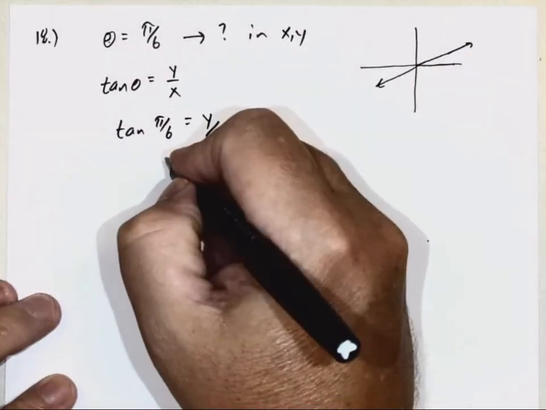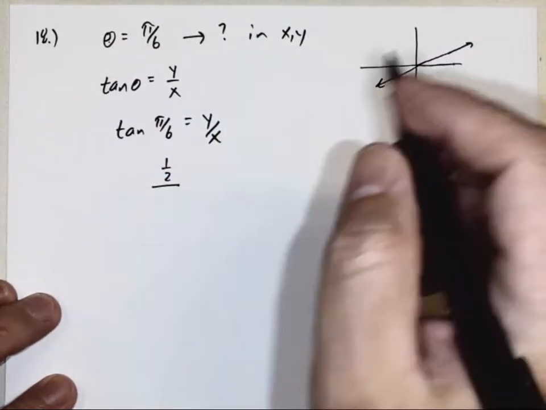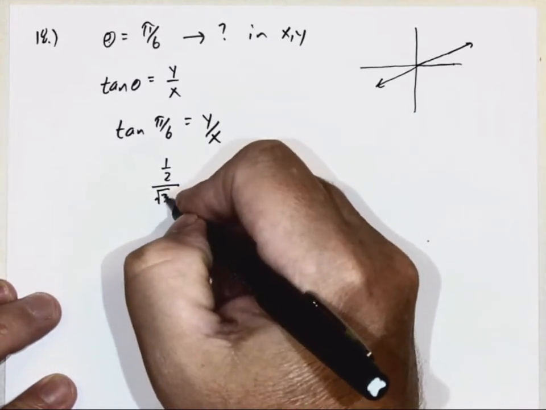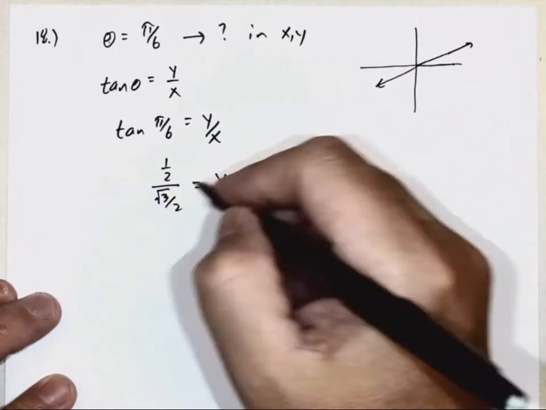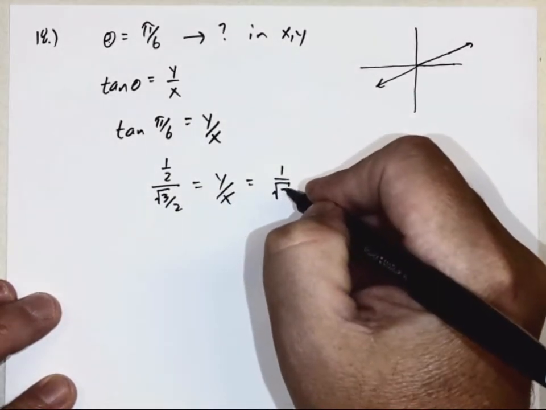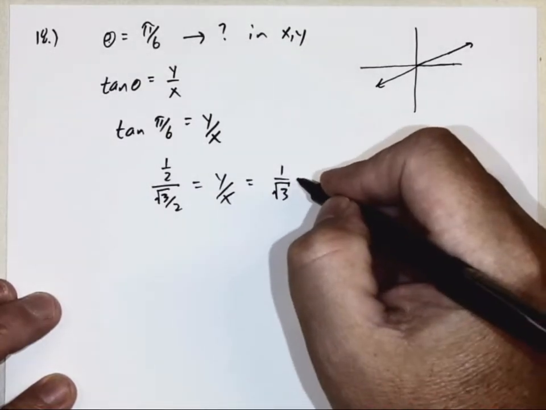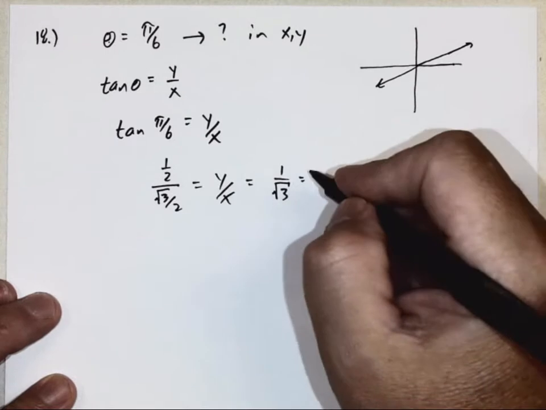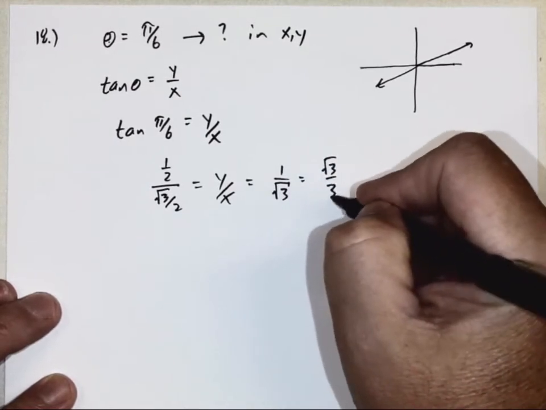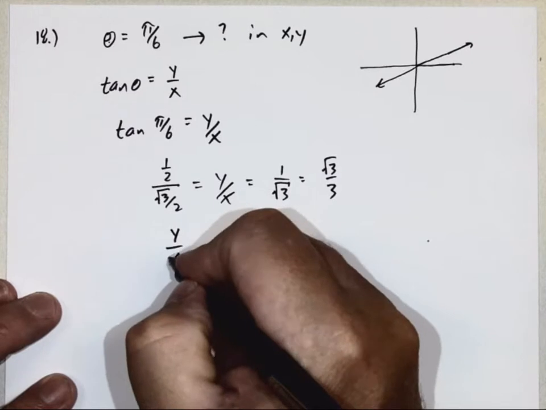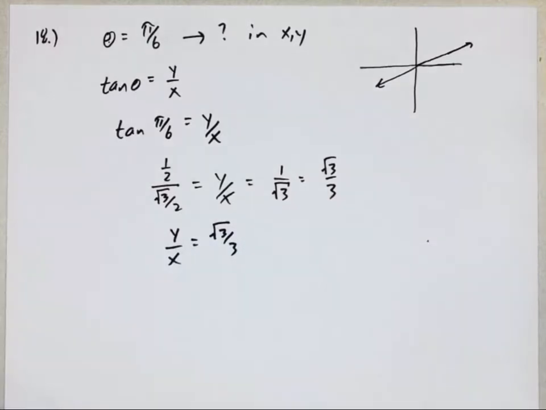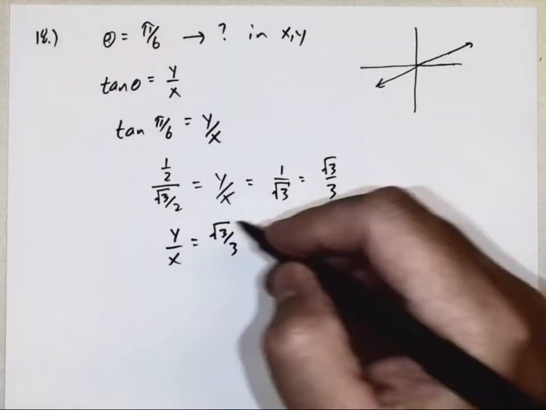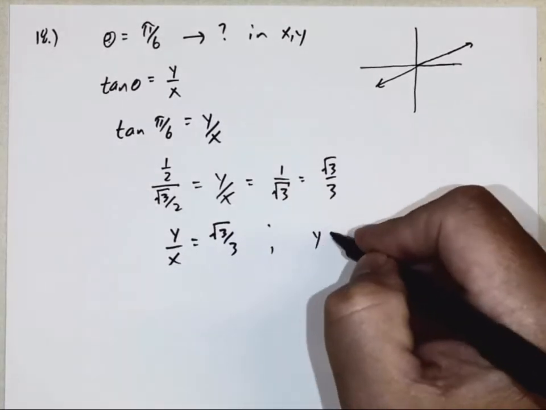Sine of pi over 6 is 1/2. Cosine of pi over 6 is square root of 3 over 2. Or if we want to rewrite this, we rationalize the denominator. So bottom line is now we've determined y over x equals square root of 3 over 3. But normally when we write an equation, it's y equals something. So I can multiply both sides by x.